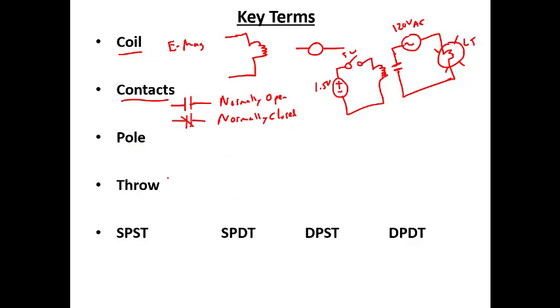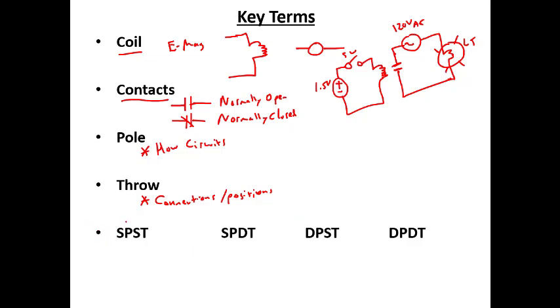When we have contacts, there's a couple of things that we're going to go over. There's poles and throws. So a pole is how many circuits can we control? And we'll go over a couple examples of that. Down here we talk about the different types. And the throws are the connections or the positions of a switch.